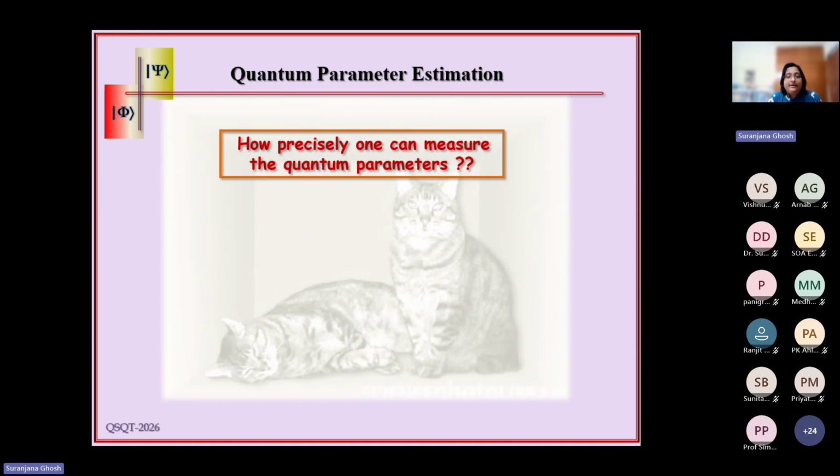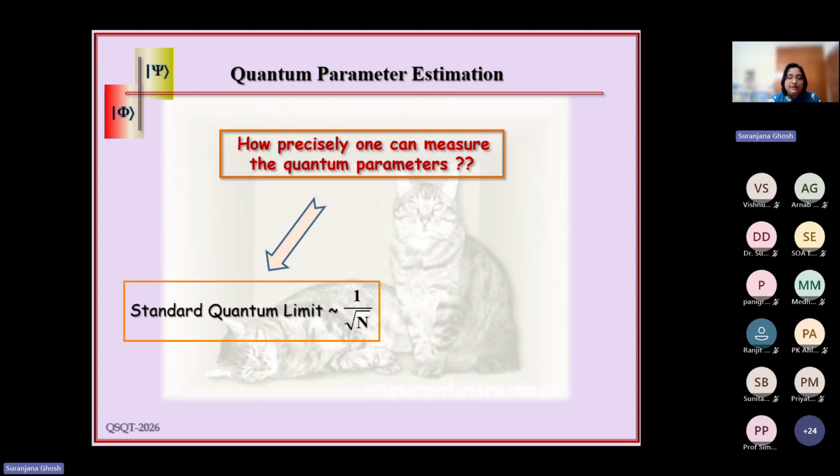Now, quantum parameter estimation: it's very difficult to measure quantum parameters with very high precision. For that, if we repeat the experiment a number of times, then one can minimize the error and take an average. Then the error scales as 1 by root n, which is the standard quantum limit. This is the ultimate limit one can have using classical protocols.